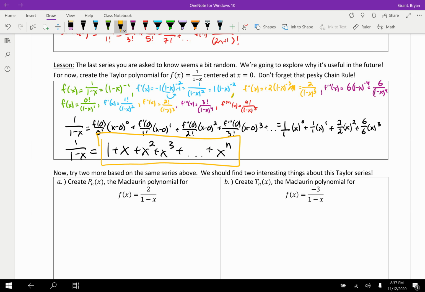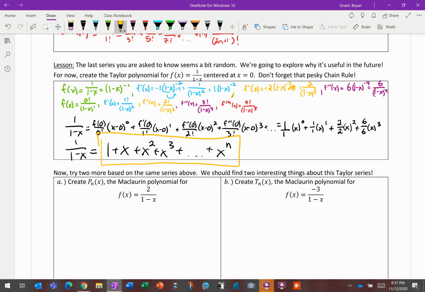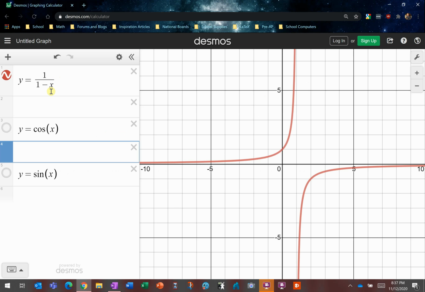However, we should probably make sure we did this correctly too, shouldn't we? To check to make sure we did it correctly, we're just going to graph each one of these and make sure the graphs start to match up. So we have our first one, 1 over 1 minus x, which makes this rational function asymptote at 1.